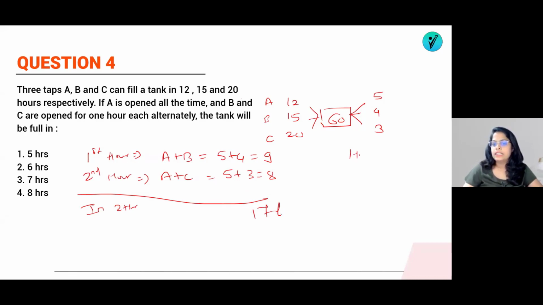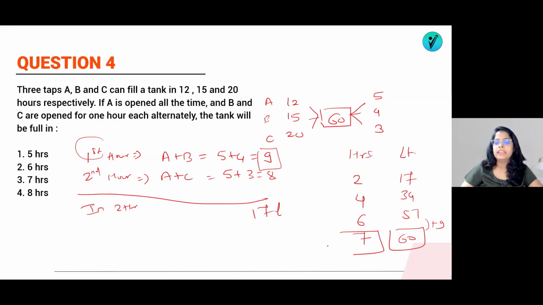So here I am writing hours and here how many liters have been filled. In 2 hours, 17 will be filled. In 4 hours, 34 will be filled. In 6 hours, 51 will be filled. And in the 7th hour, 51 plus 9, because I know that in the first hour 9 liters get filled. So 51 plus 9, that means 60 liters will be filled in 7 hours. So your whole tank will be full in 7 hours.